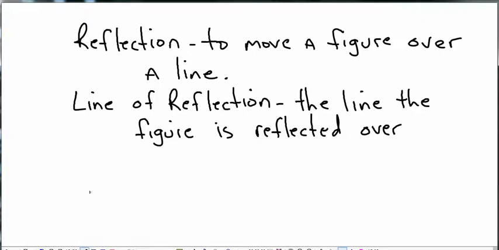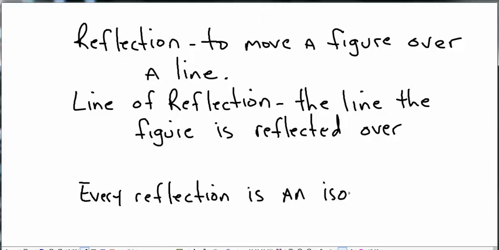And then every reflection is an isometry. You remember an isometry is when the two shapes are congruent, right? It's when the before and after are congruent. It's 9-2. Remember, an isometry is when the pre-image and the image are congruent, right? The before and the after are congruent.